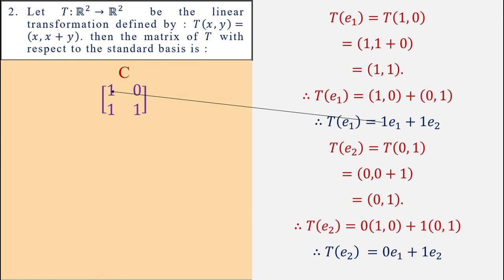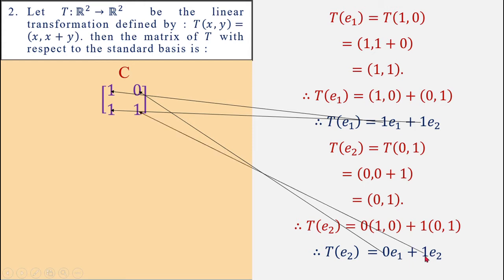That means you have to write this first coefficient in the first linear combination, 1, as the first element of the first column, and this second coefficient as the second element of the first column. Again, from the second linear combination, you write the first coefficient as the first element of the second column, and the second coefficient as the second element of the second column. You will get this matrix of transformation, a 2 by 2 matrix, column wise: 1 1, 0 1.